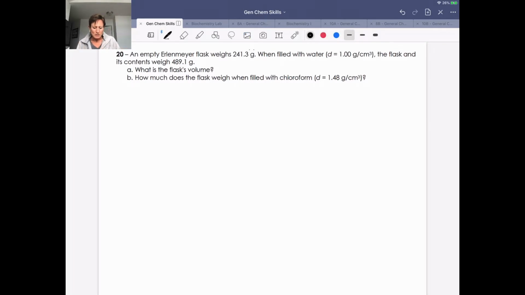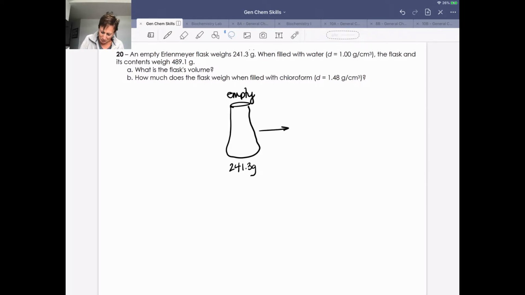So this problem tells us that we have an empty Erlenmeyer flask. So we'll draw a little flask here. This is a kind of flask that you might have in lab. We've got an empty Erlenmeyer flask, and it tells us that it weighs 241.3 grams.